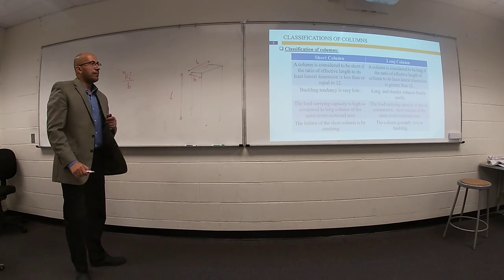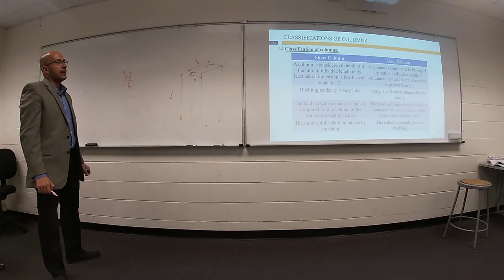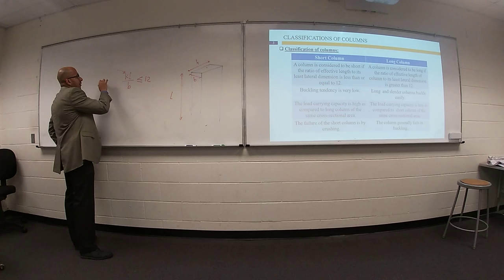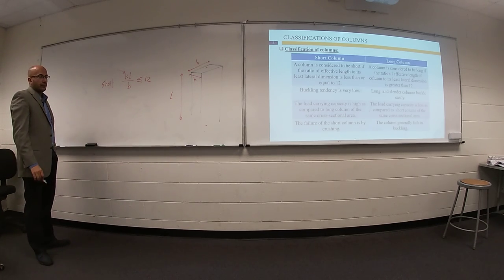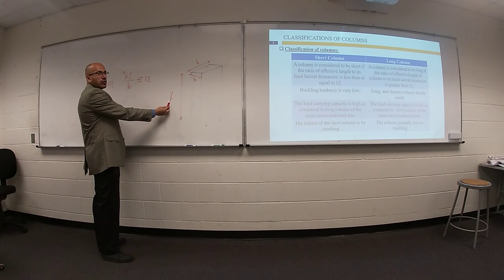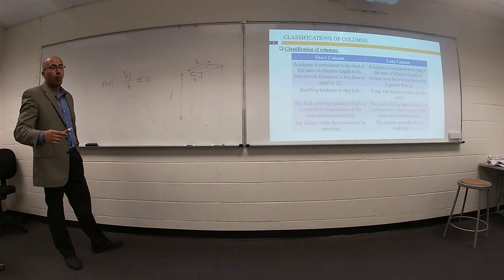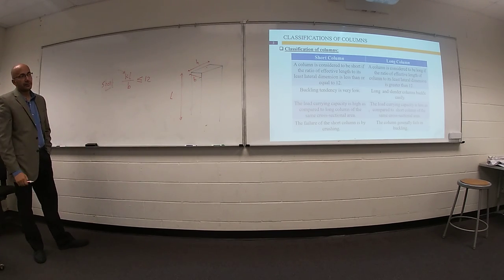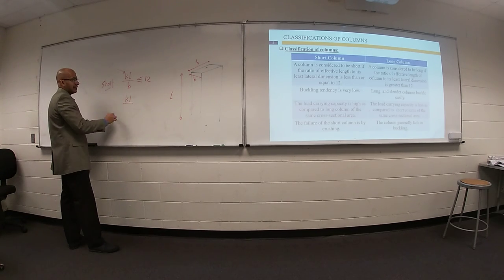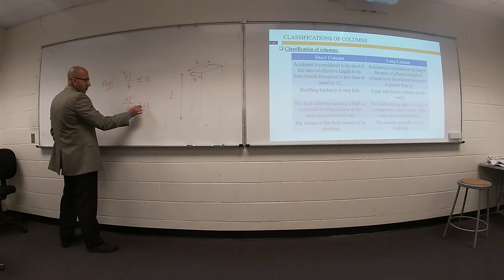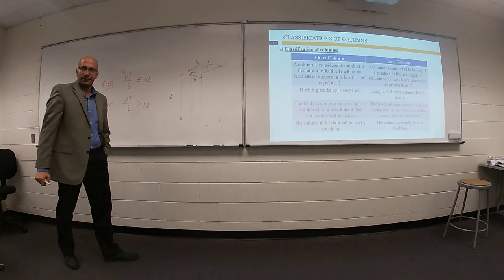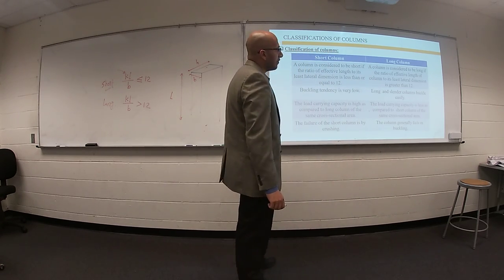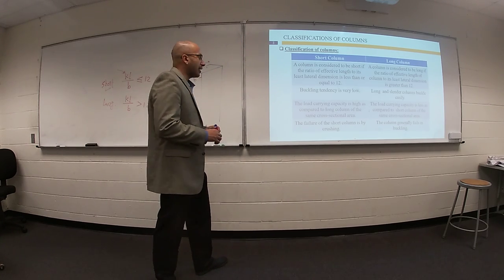If the ratio between the effective length, called KL, and its least lateral dimension is less than or equal to 12, your column is called a short column. Maybe the height of your column is 30 feet, 50 feet, 100 feet, I don't care. If the ratio is less than or equal to 12, your column is still short. But if the ratio between effective length and the least dimension is greater than 12, your column is considered a long column according to ACI. A column is long if the ratio of the effective length to the least lateral dimension is greater than 12.